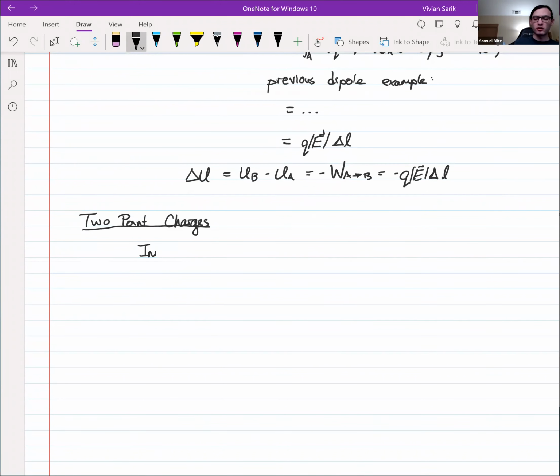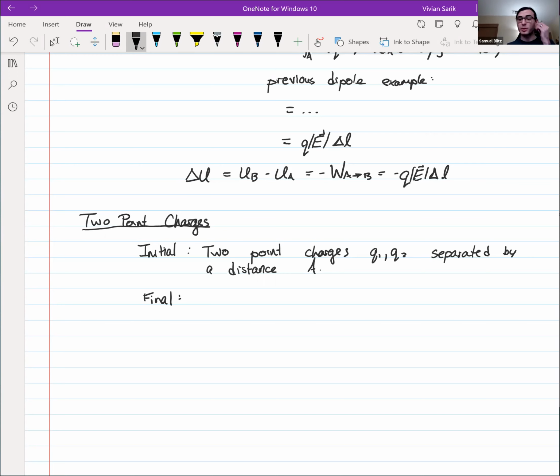Let's say that the initial configuration of our system is we have 2-point charges, Q1 and Q2, separated by a distance RA. Then our final configuration, and the reason we're doing this is because we want to figure out the change in potential energy between our initial and final configurations, has a separation between the 2-point charges of RB.